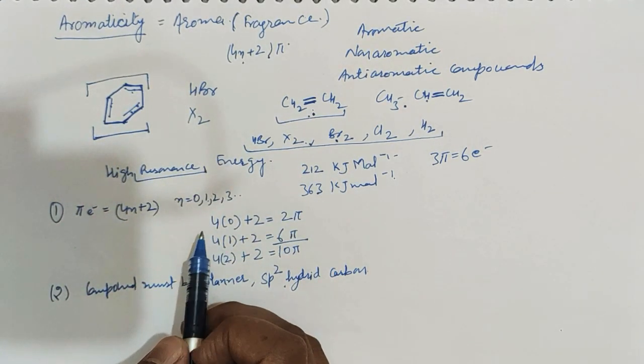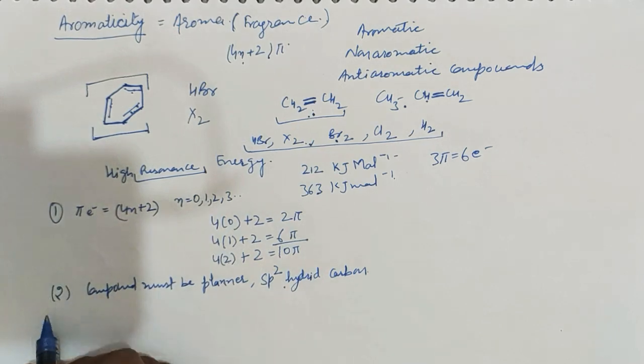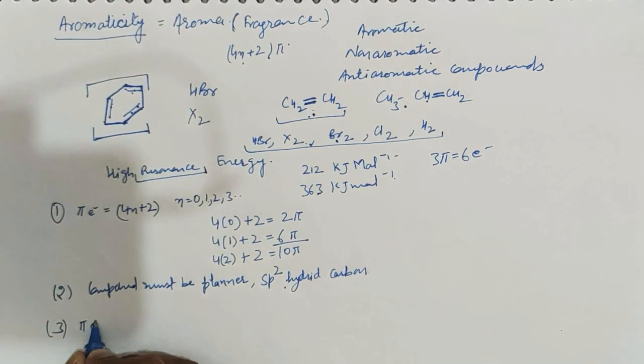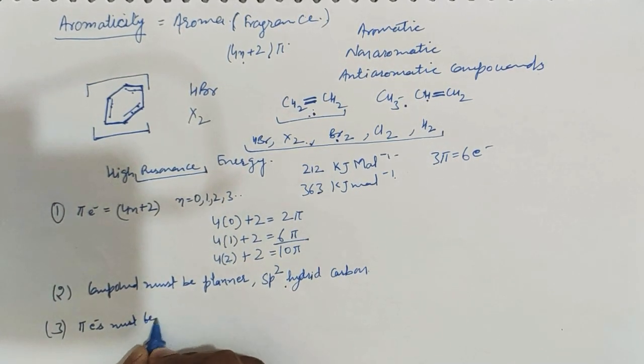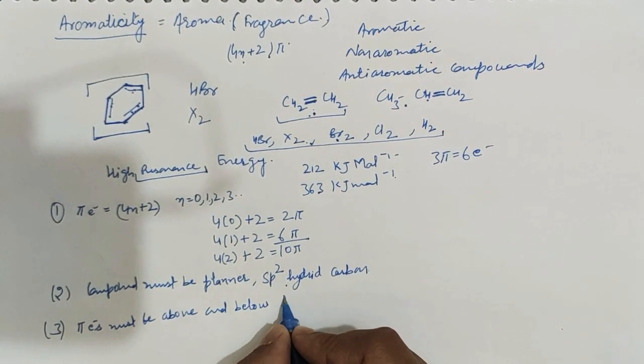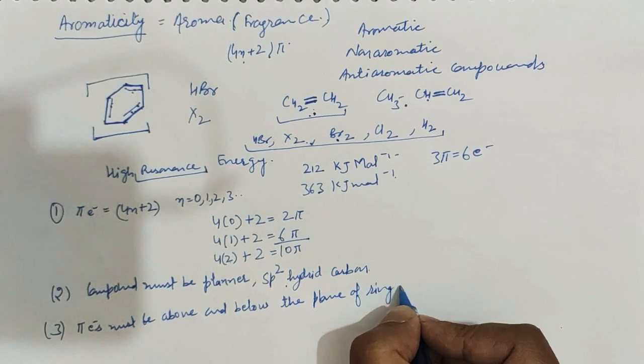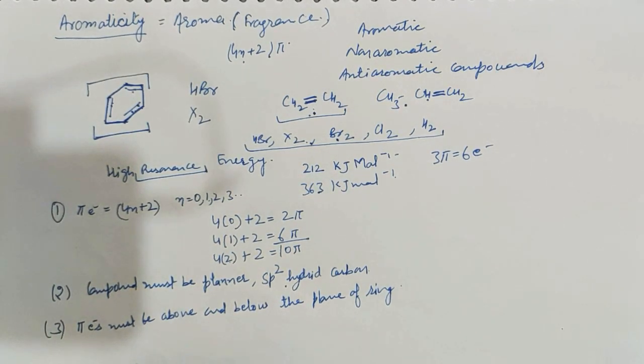The third condition is, an aromatic compound must contain a cyclic cloud of delocalized pi electrons above and below the plane of the molecule. So pi electrons must be above and below the plane of the ring.